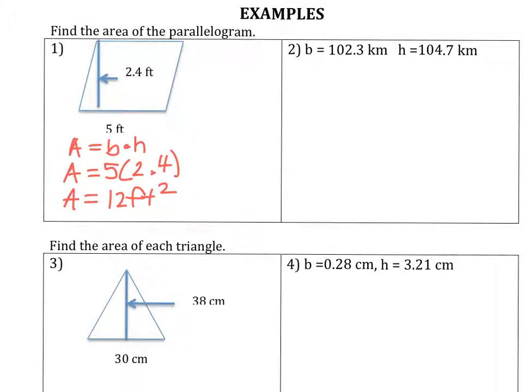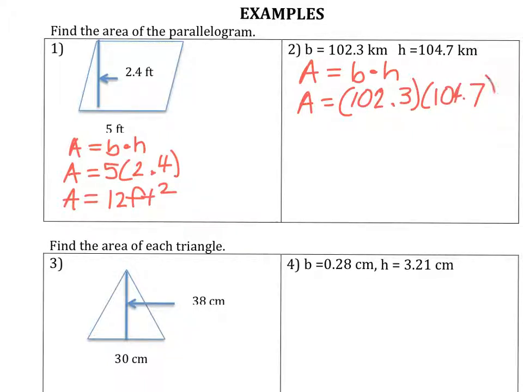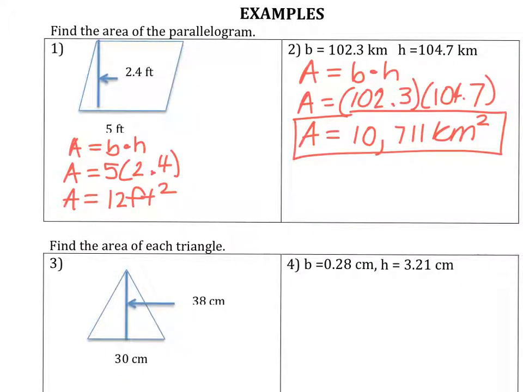Number 2 gives us our base and our height, so we're going to use our formula, area equals base times height. We're going to plug that in. We have our base is 102.3 kilometers times our height, which is 104.7 kilometers. And when you go ahead and multiply those, you get area equals 10,711 kilometers squared, because this is area, so you have to add that squared part.